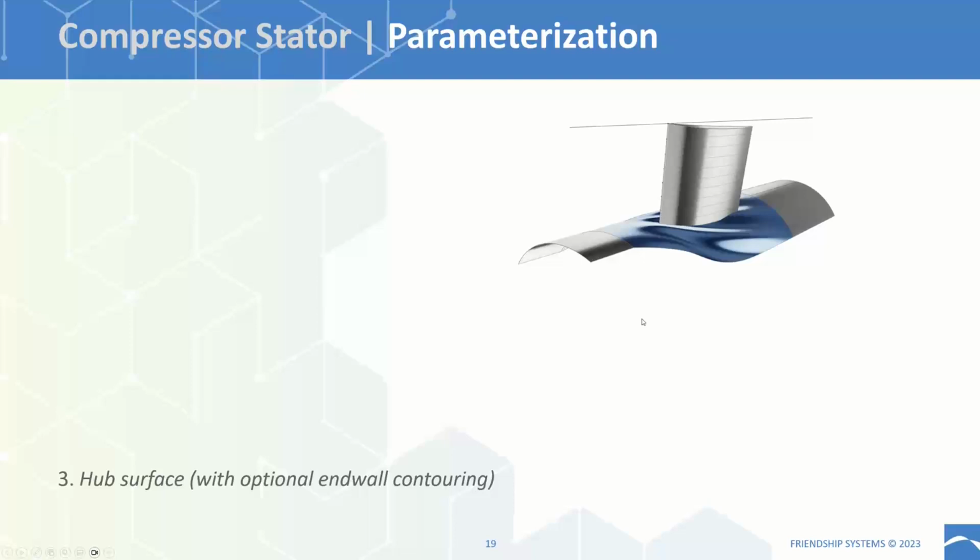We then can create the hub surface, which in this case, actually we included some end wall contouring in the modeling or in the setup of this model. But maybe as a disclaimer, we didn't use the end wall contouring in the optimization process because we had already a very large number of variables, and so we left that part out. We might follow up with some additional optimizations here.